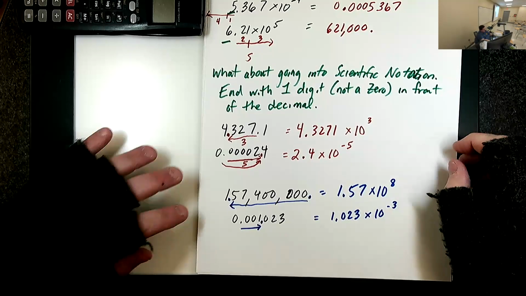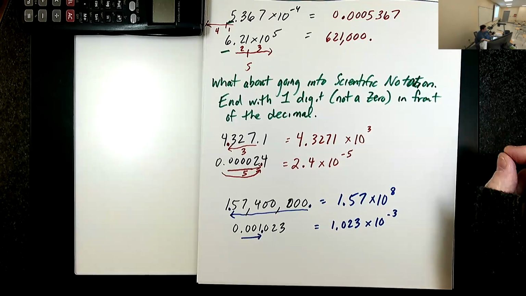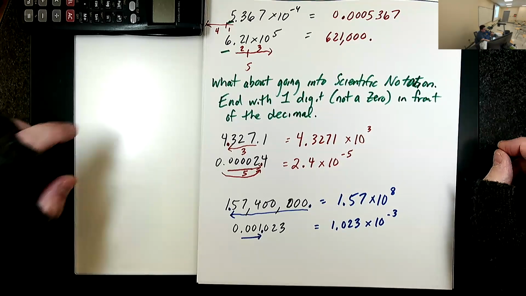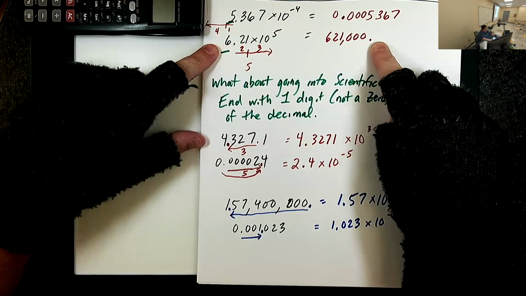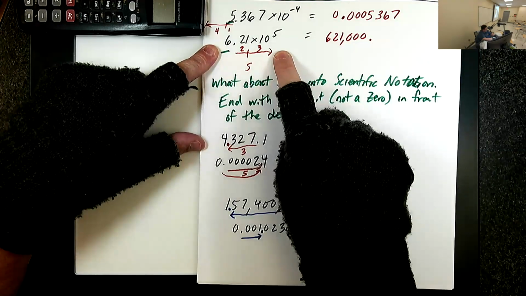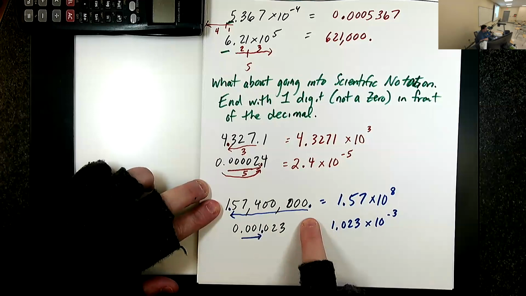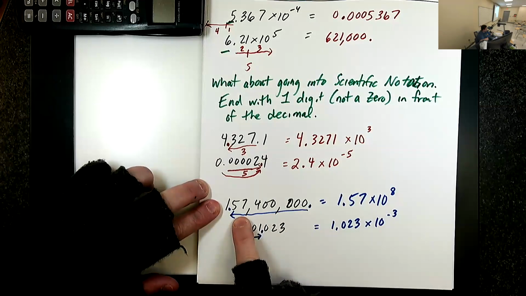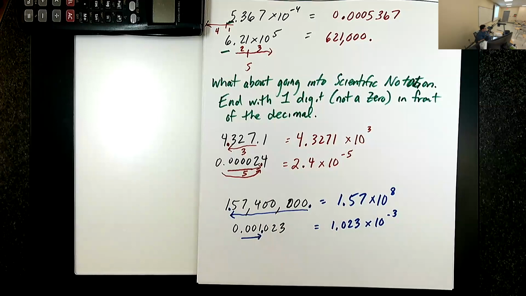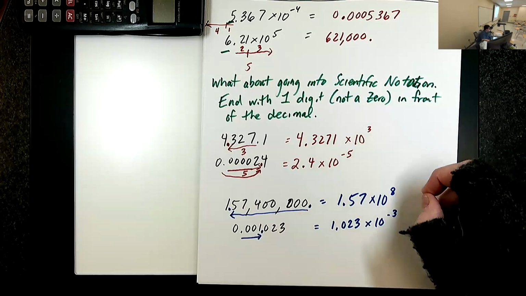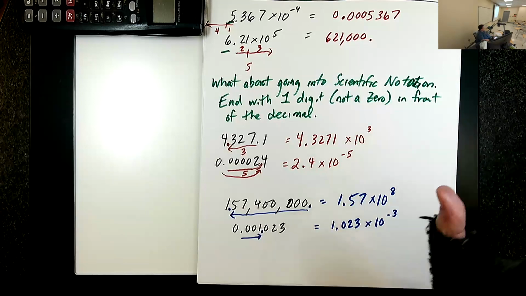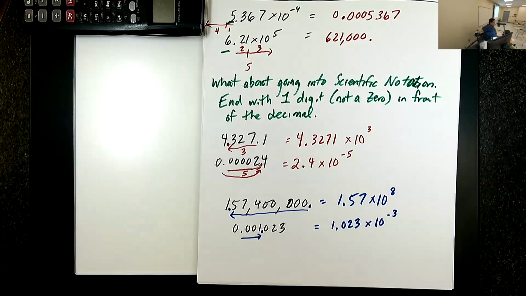This is why I think thinking of it in terms of big and positive is more helpful than in terms of left and right. Because notice up here, when we had the 621,000, we said move it to the right 5. But when we're going the other direction, we start with a big number, I'm moving the decimal to the left. So left and right depends on whether we're starting in scientific notation or ending in scientific notation. Left and right changes depending on which way you're going. But if we stick with big and small, that stays the same. Associate big with the positive exponents and small with the negative exponents.